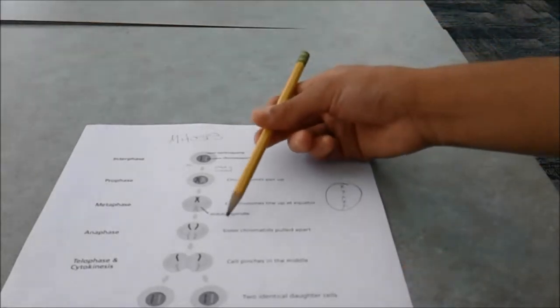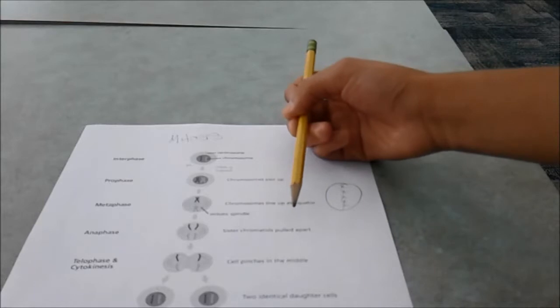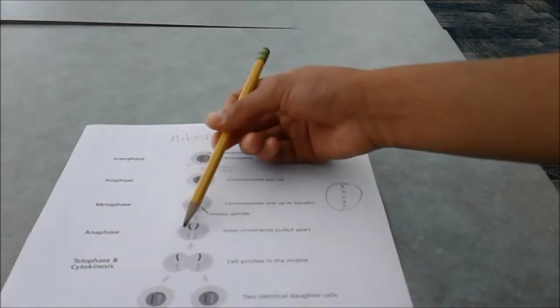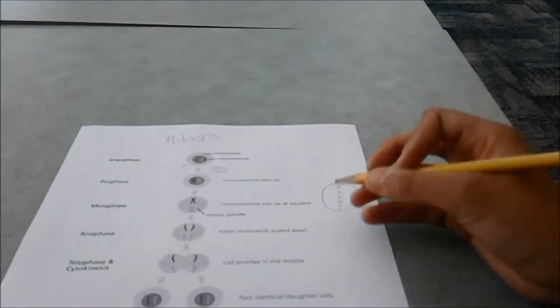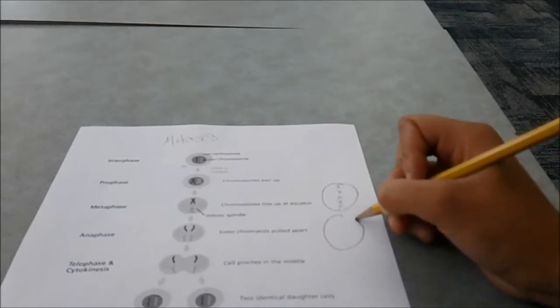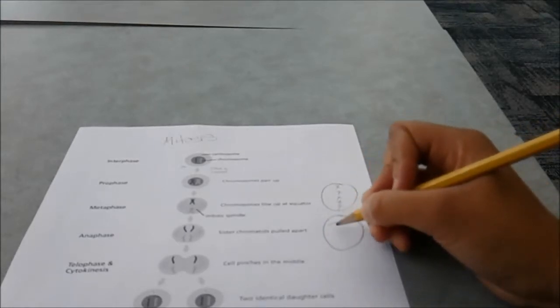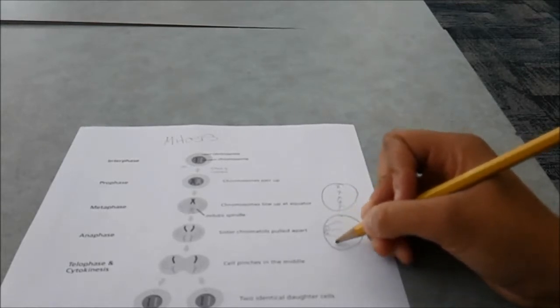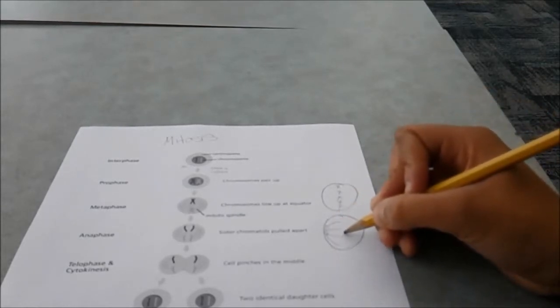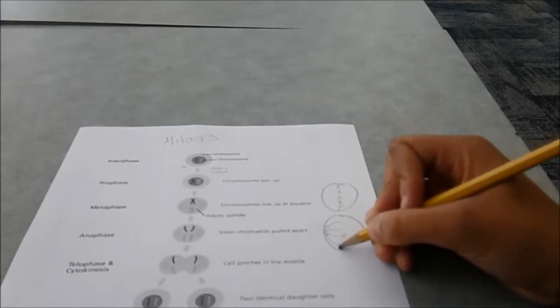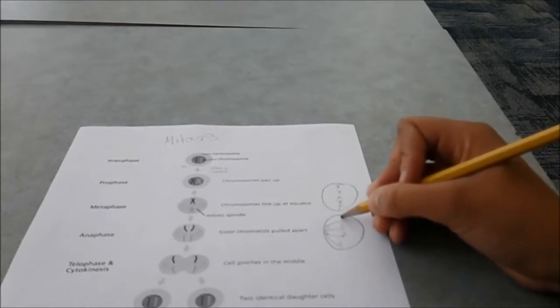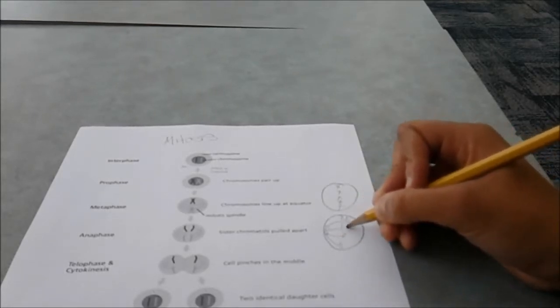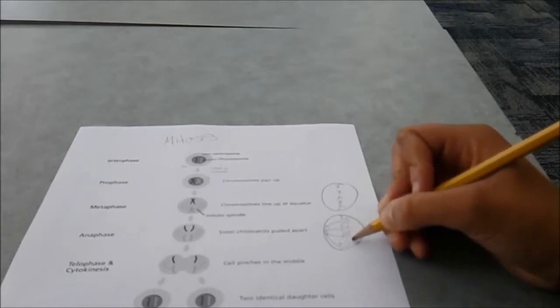In anaphase, the sister chromatids are pulled apart at the centromere. So this is what that would look like. Right here, this is a centromere that is pulling the sister chromatids apart to their respective sides. And now the sister chromatids are only half. It's only half now because they're being pulled apart.